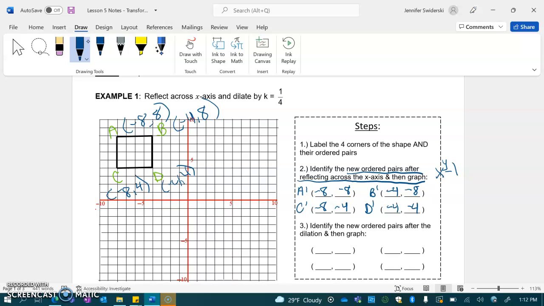I'm going to go in and graph those. So -8, -8 would be down here. That's A prime. B prime is at -4, -8. C prime is at -8, -4. And D prime is at -4, -4.